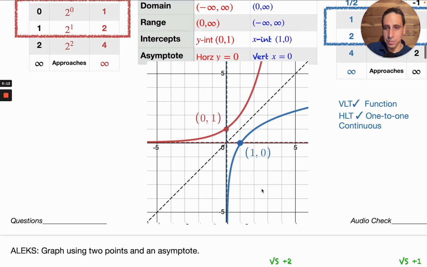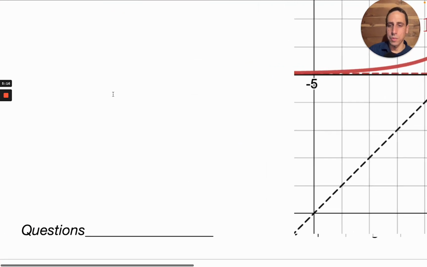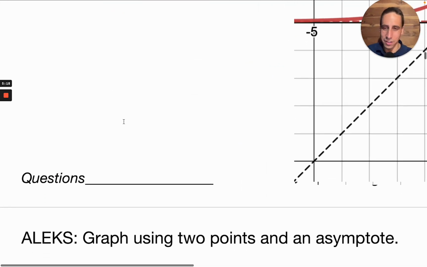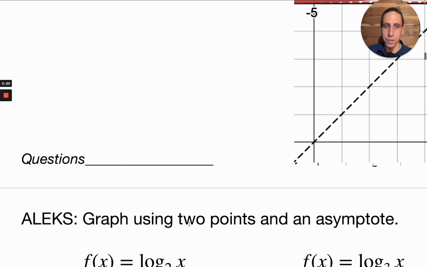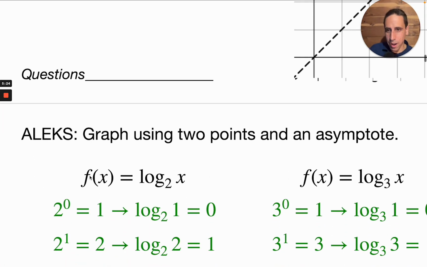On ALEKS, this is what it's going to look like. The instructions will be basically, it's written with more words on ALEKS.com, but we're basically going to graph using 2 points and an asymptote. So, in order to graph f of x is equal to log base 2 of x, we're going to need two initial facts.